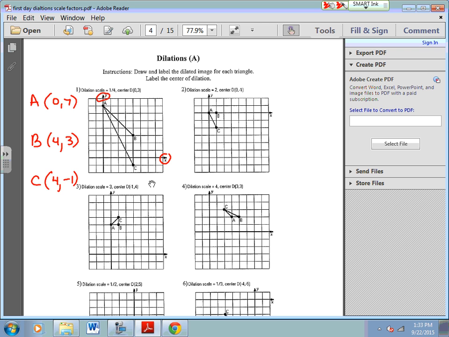Are those the coordinates that you guys got? Yeah? We all got the same coordinates? Now everybody realized that the x and y axis was identified in the picture? Okay. So we're going to dilate this with a scale factor of 1/4.